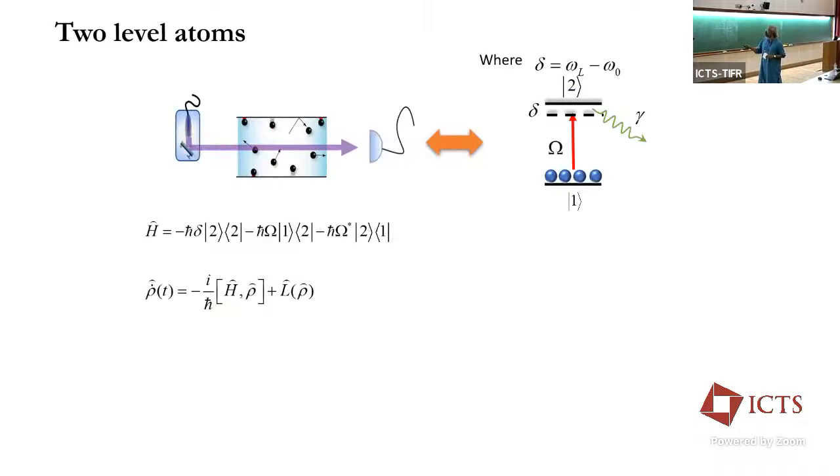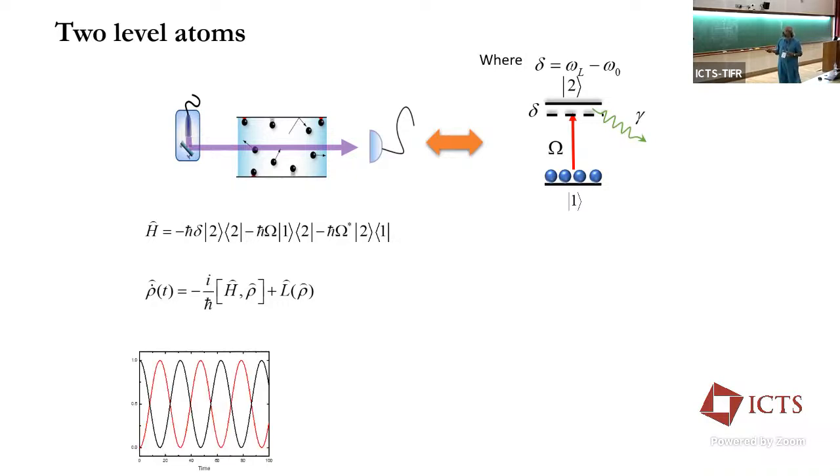So now you see this mapping of this atom. You can actually see this coherent oscillation, Rabi oscillation. I don't need to go through this. Just this coupling will actually make this population oscillate.